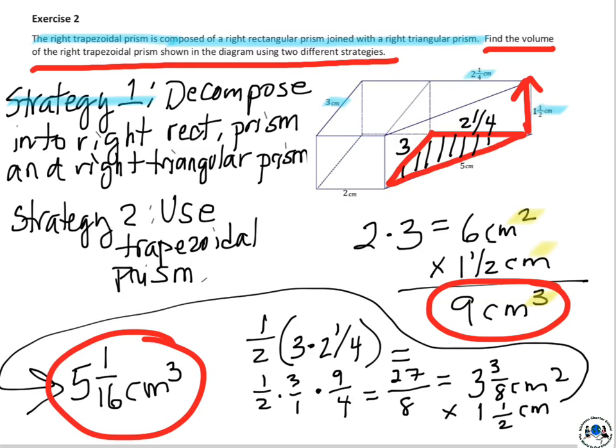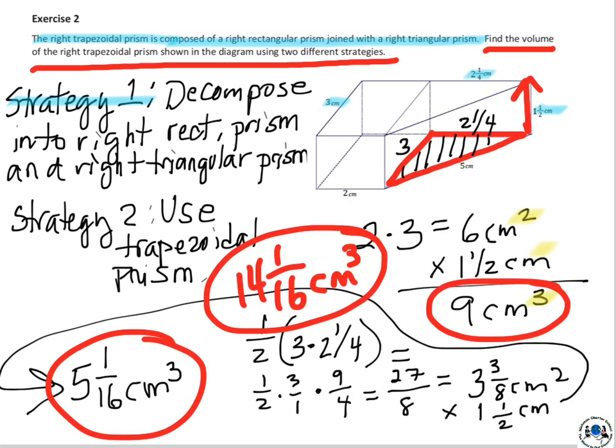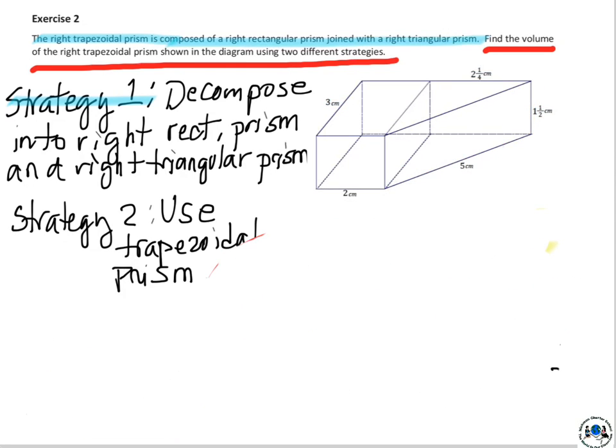And if I take both of those, the right rectangular prism and right triangular prism, and add those together, I end up with 14 1/16 cubic centimeters for the volume. Okay, and that is strategy number one, using decomposition. All right, erase all that.